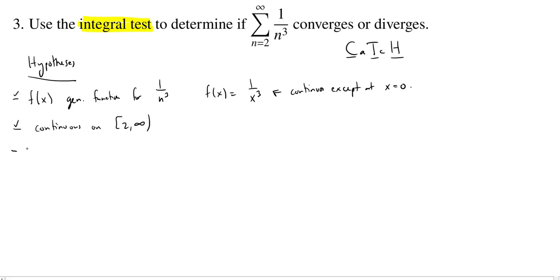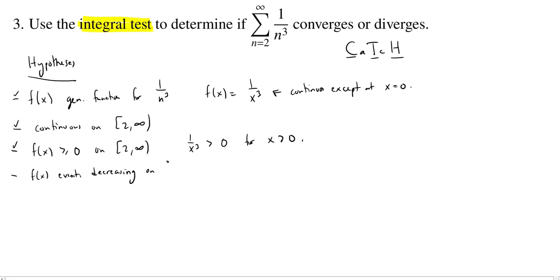Next, we need that f of x is going to be non-negative on this interval, 2 to infinity. Of course it is. 1 over x cubed is positive for x positive. All right, check. Final thing, it needs to be eventually decreasing on 2 to infinity.